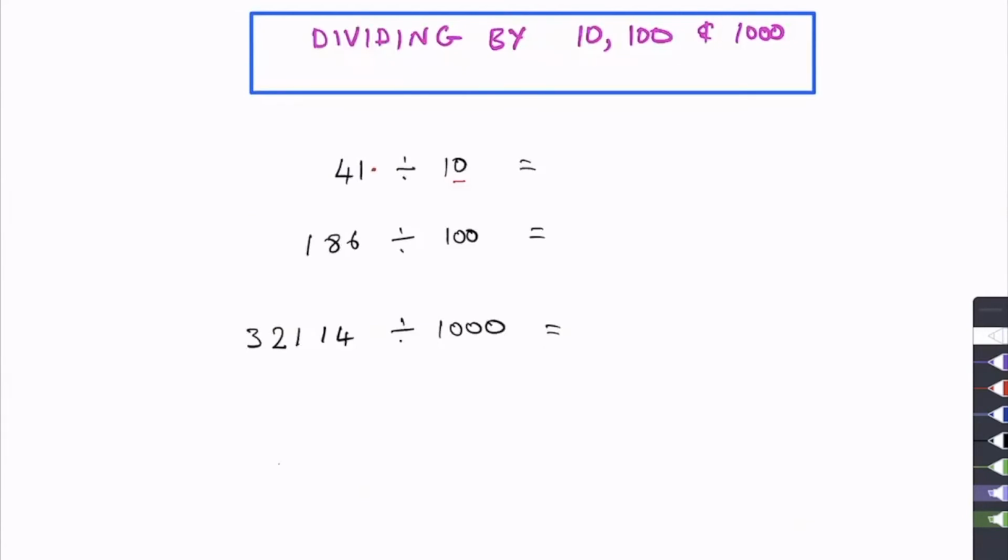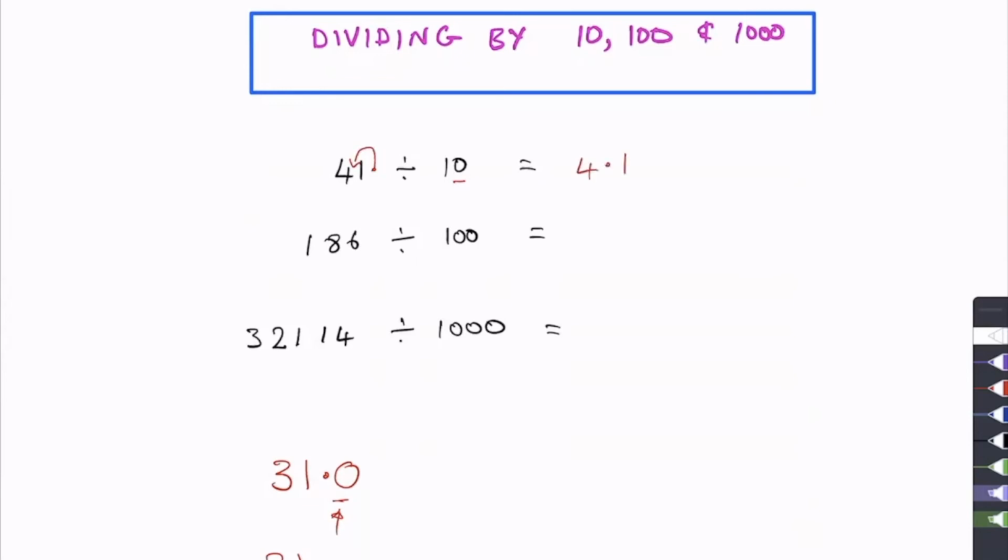For example, 31.0. But we tend not to write 31.0 because that's unnecessary. That's exactly the same as 31. Therefore, in the number 41, the decimal point is right on the right-hand side. We move it 1 place to the left. The answer becomes 4.1.